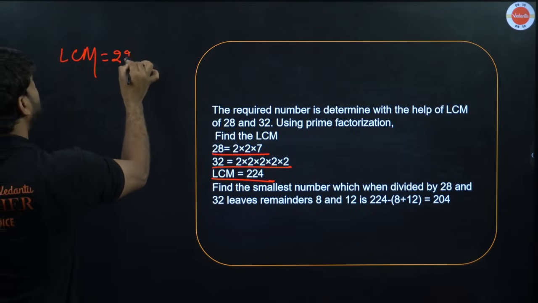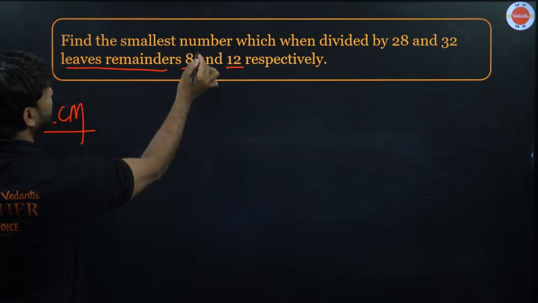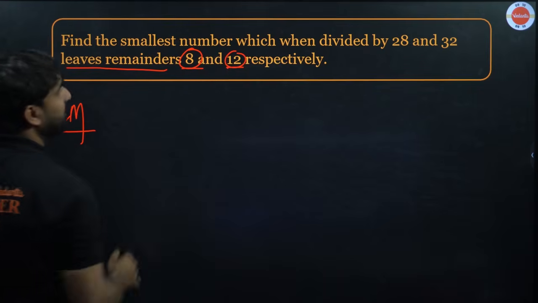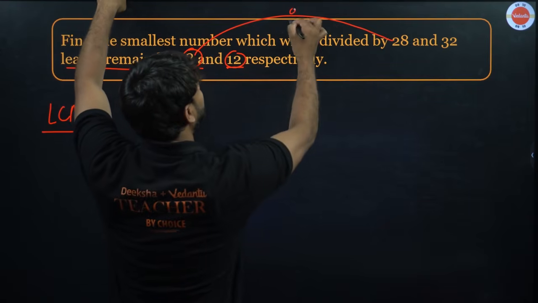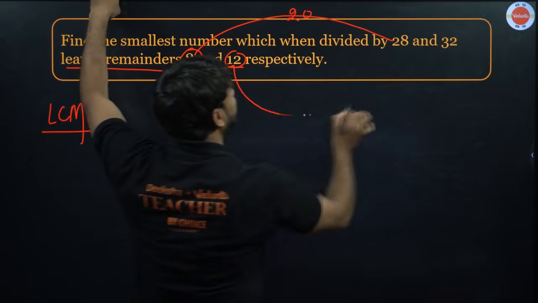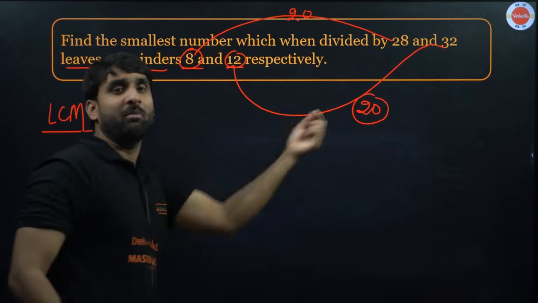So always subtract the sum of the remainder that you are getting here. So the remainder is 8 and 12. So can you see? If you take the difference of 28 and 8, the difference is 20. And if you see the difference of 32 and 12, the difference is again 20. So this is called common difference.